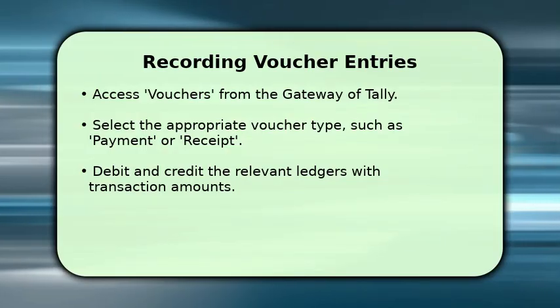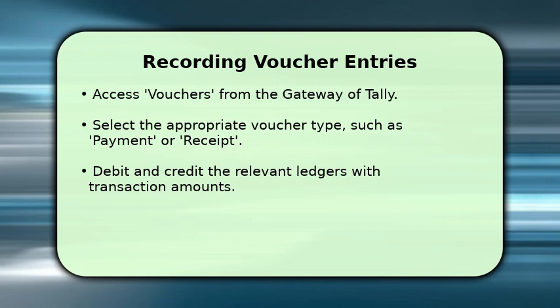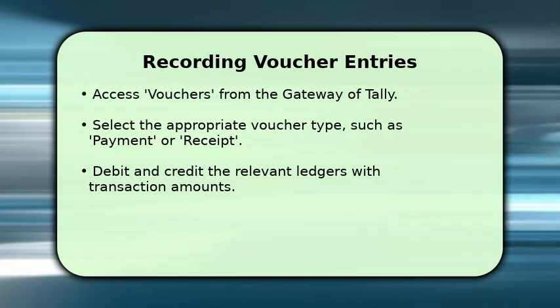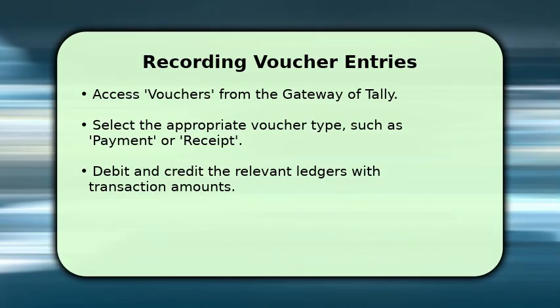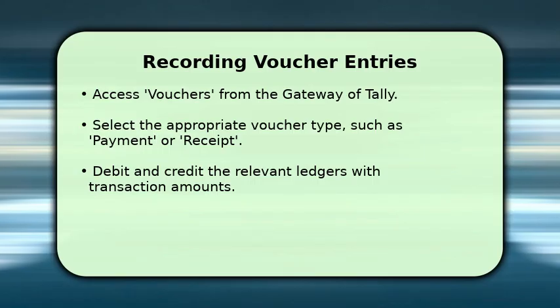Once your ledgers are set up, it's time to record transactions using vouchers. Go to Vouchers from the gateway of Tally. Choose the correct voucher type, for example, a payment voucher for outgoing funds or a receipt for incoming money. You'll then debit one ledger and credit another, entering the transaction amount. For instance, a payment of $500 for rent would debit rent expense and credit cash or bank.